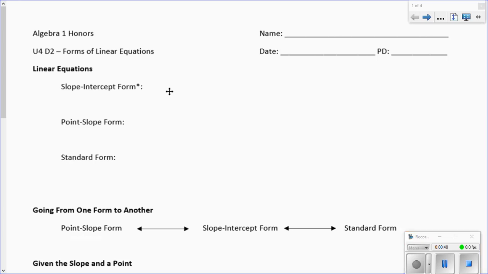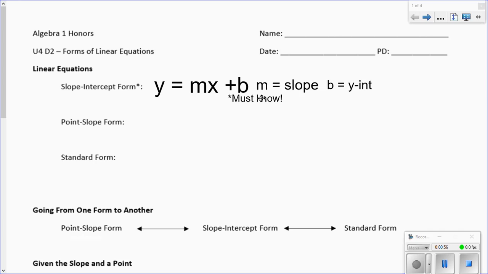So slope-intercept is y equals mx plus b, where m is our slope and b is our y-intercept. This is the one that you must know for algebra. At the minimum, you should know slope-intercept form, because even if the other forms are not sticking to your brain, if you know slope-intercept form, you can do most of these questions just by changing answers into slope-intercept form so you can find stuff.